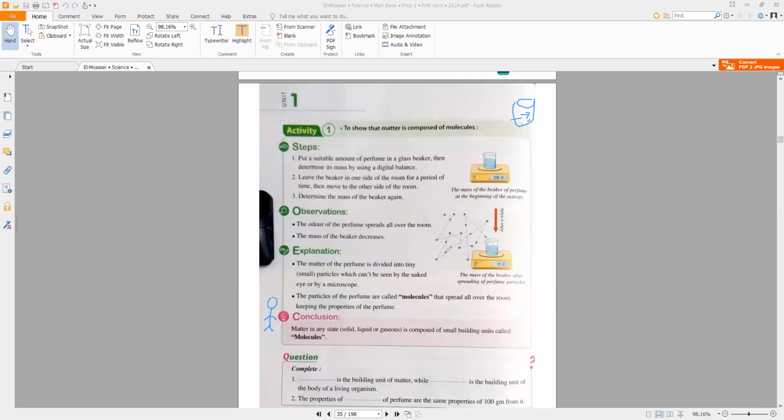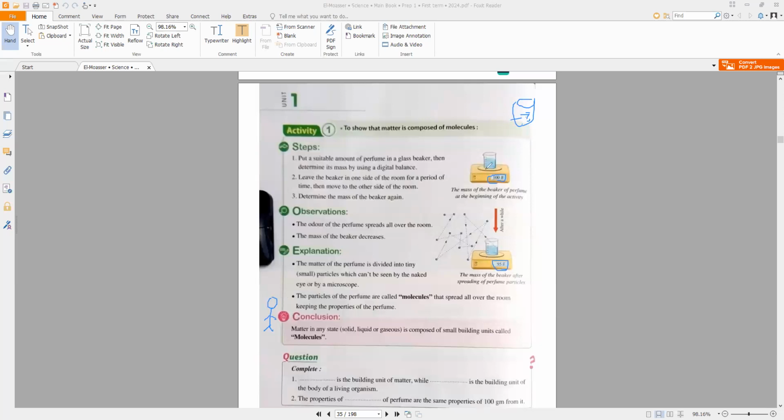And after the activity, if you measure the mass of this beaker containing the perfume, you will find it is 95 gram, but before the activity it was 100 gram. Why? Because this perfume consists of molecules. These molecules move from one side to the other side and reach your nose so you smell this odor.